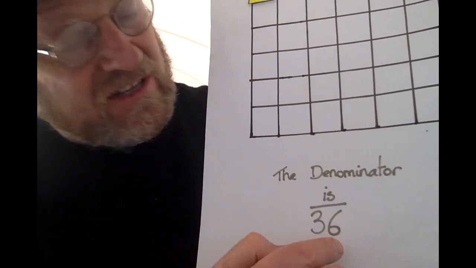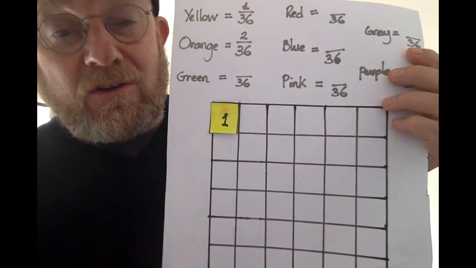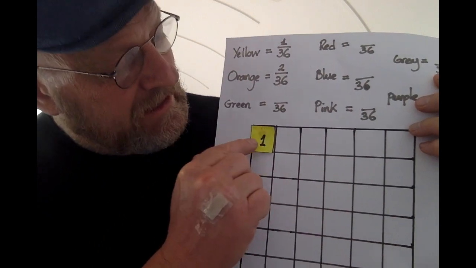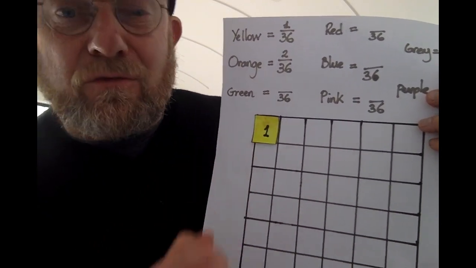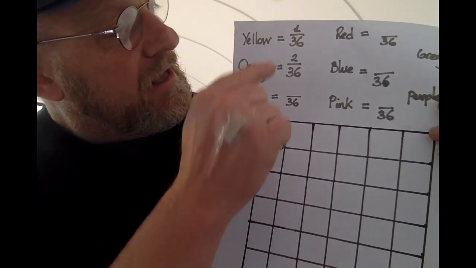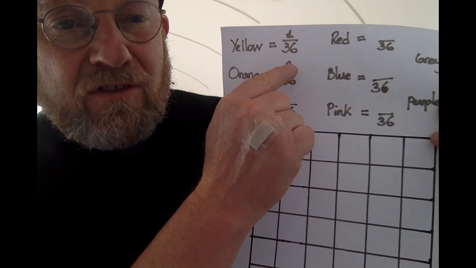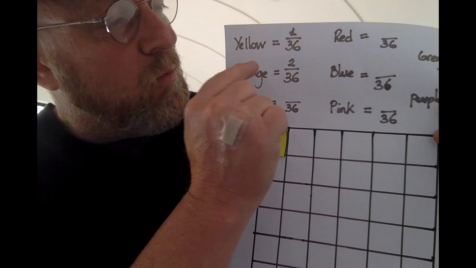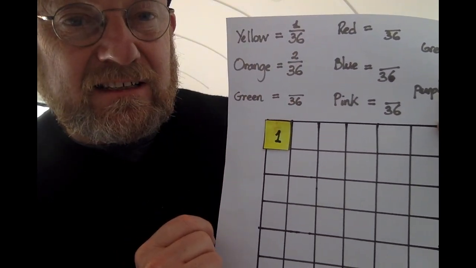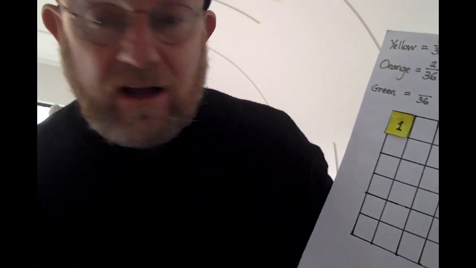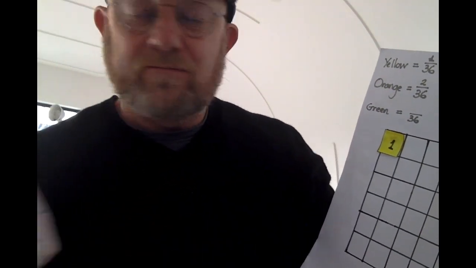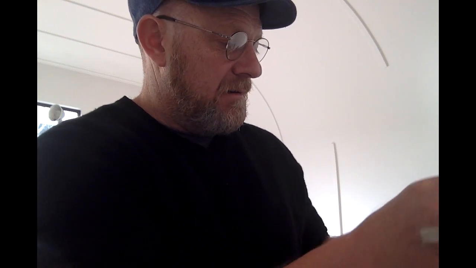The denominator is 36. So yellow is 1 square. So the fraction of the yellow is 1 over 36. Then I cut out my orange squares and I stick them on. Now I'm not sticking them with glue, I'm just placing them. It's important you don't stick them with glue because you can't make the triangle if you do.